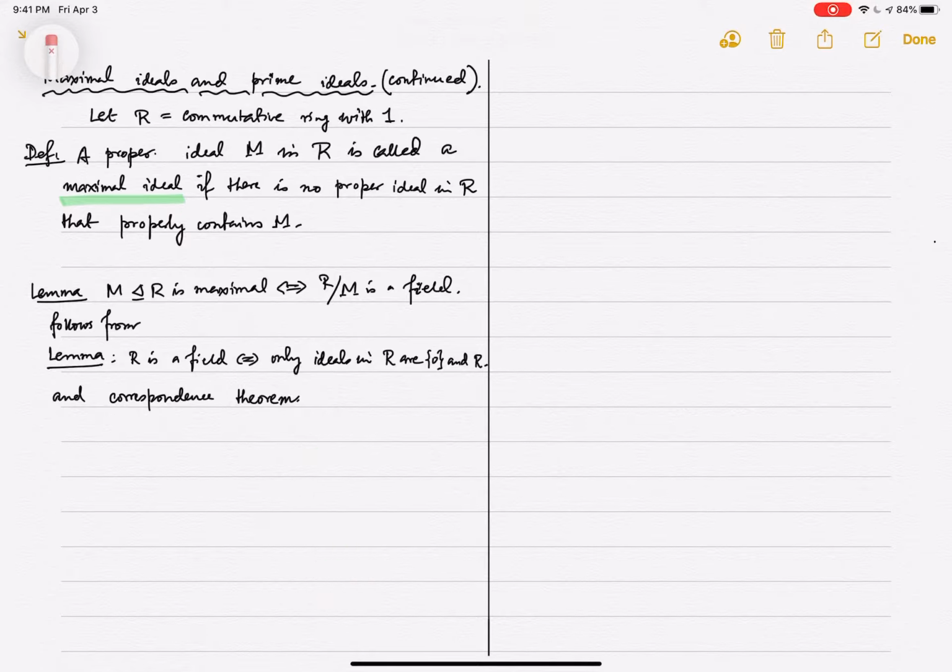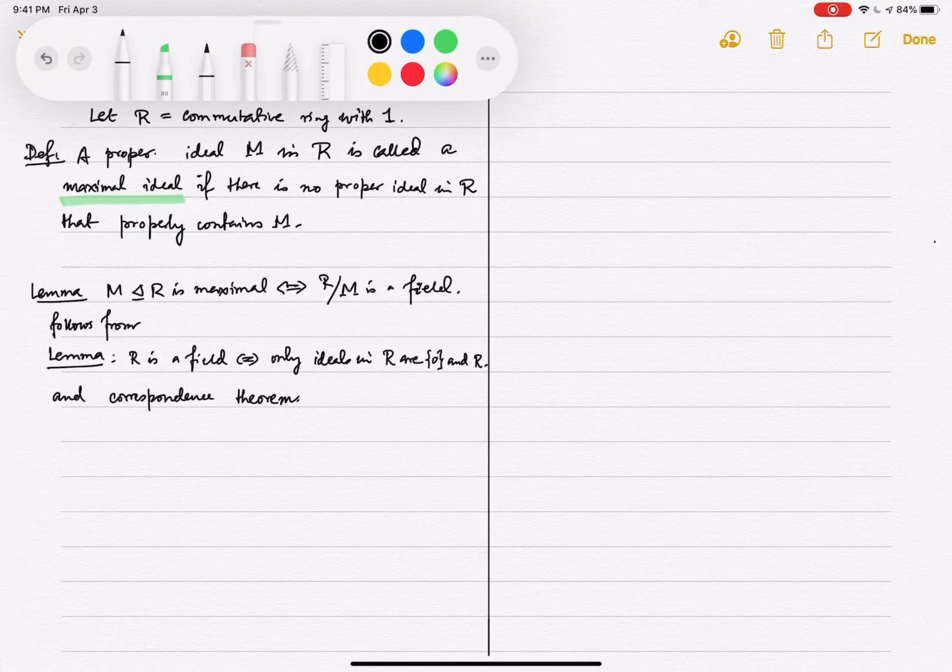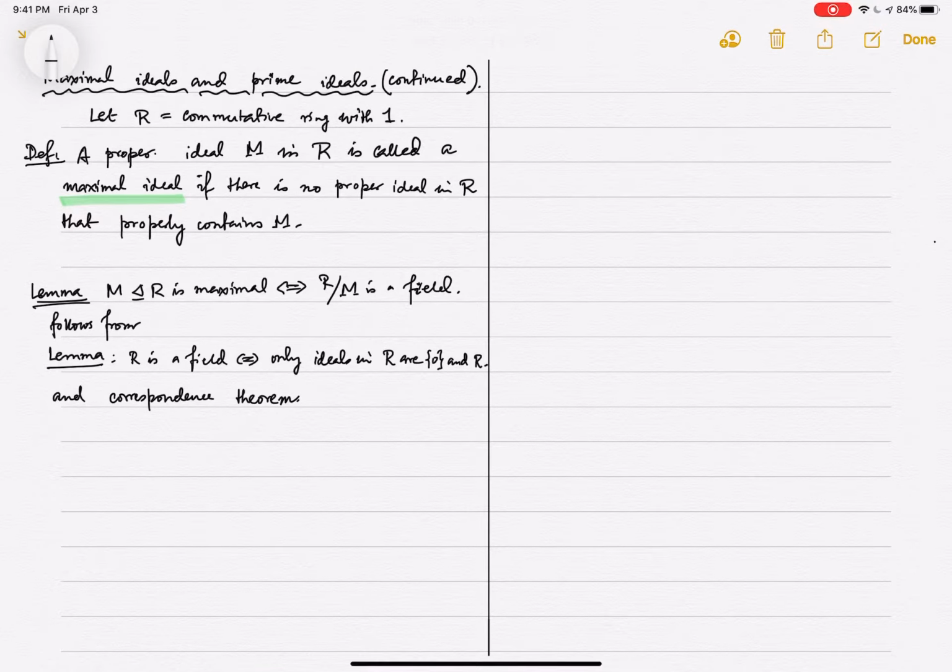Okay. And we proved this lemma, which tells you how to recognize a maximal ideal: M is a maximal ideal in R if and only if R mod M is a field. This triangle arrow means ideal. So an ideal M in R is maximal if and only if R mod M is a field. And this followed from the fact that a commutative ring with 1 is a field if and only if the only ideals in the ring are 0 and the whole ring itself, and then the correspondence theorem. So you can look in the previous video if you want for the proof of that.